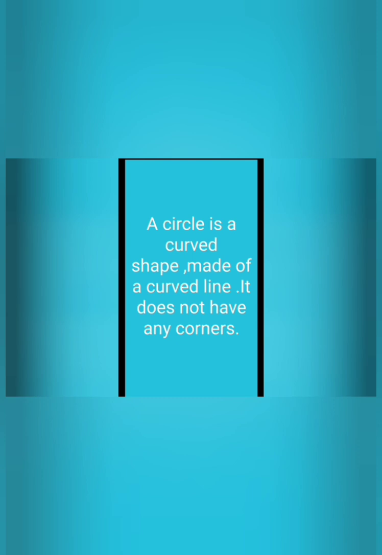So a circle is a curved shape made of a curved line. It does not have any corners. Let's draw a line between the center of this circle. Now I have divided this circle into 2 parts. Let us see what is the shape. This is the shape which we have got after dividing a whole circle.